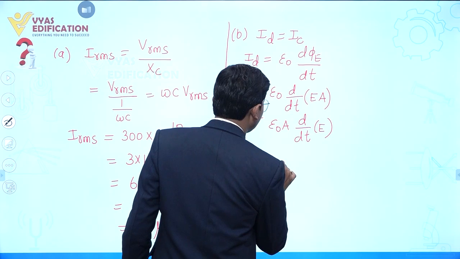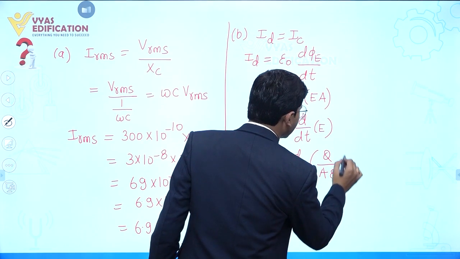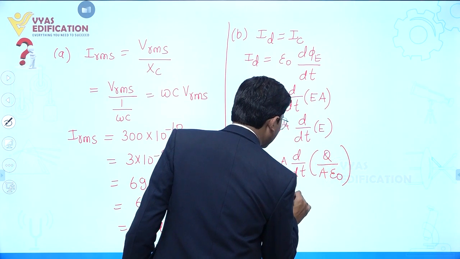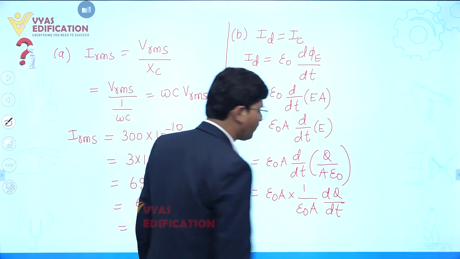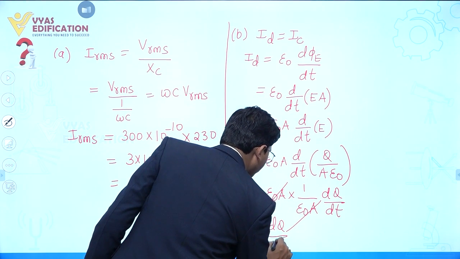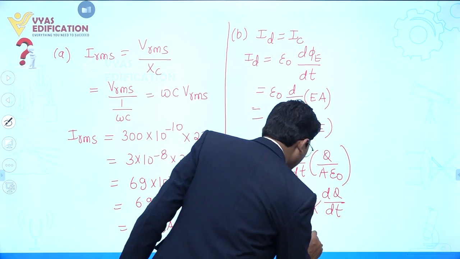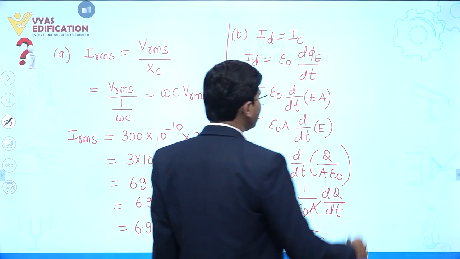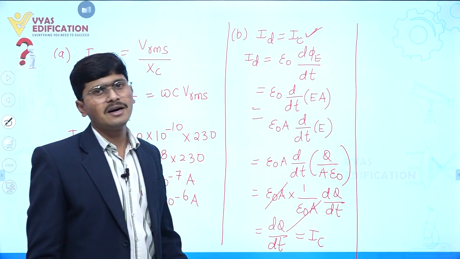So this is equal to epsilon naught A d by dt of Q upon A epsilon naught. From here you can write epsilon naught A multiplied by, taking Q upon A epsilon naught outside, dq by dt. So epsilon naught A and its reciprocal cancel out, and this is equal to dq by dt. If this is the displacement current, dq by dt is actually the rate of flow of electric charges, which is the conduction current. So from here we can directly say that the conduction current is equal to the displacement current.